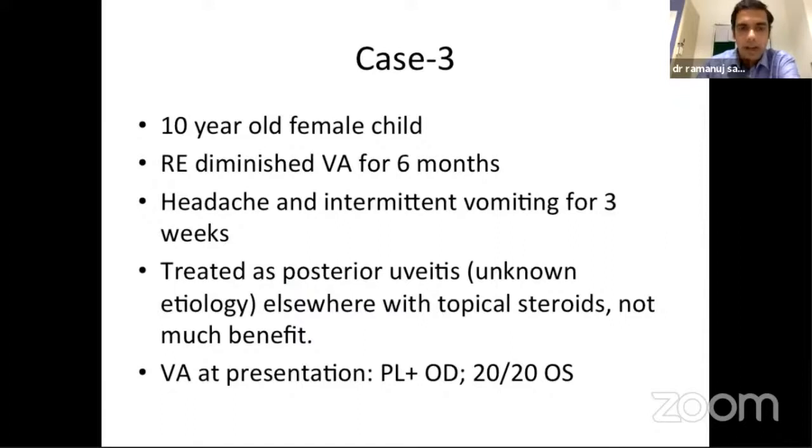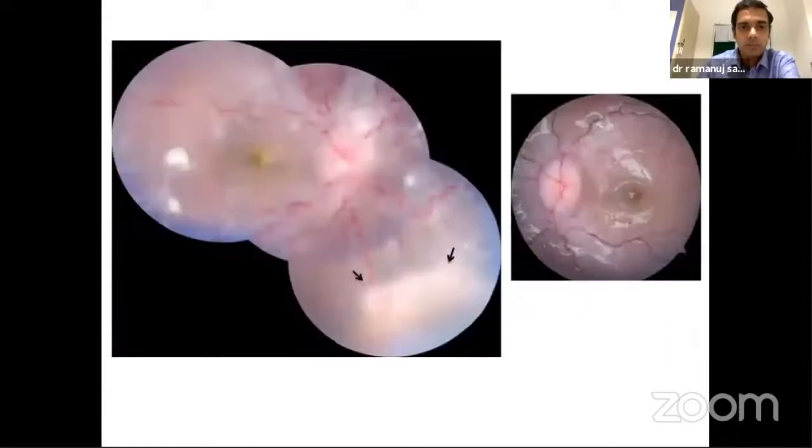So he was treated as posterior uveitis elsewhere with topical steroids, but not of much benefit. At time of presentation to us, her visual acuity was light perception in the right eye and the left eye was normal, 20/20. On examination, we could see presence of disc edema, peripapillary tortuous vessels, total retinal detachment, and temporal few subretinal bands, and inferonasally a whitish subretinal lesion, which was suspicious of something.